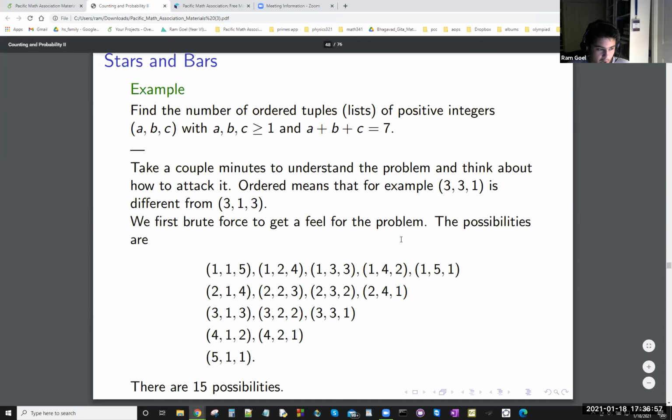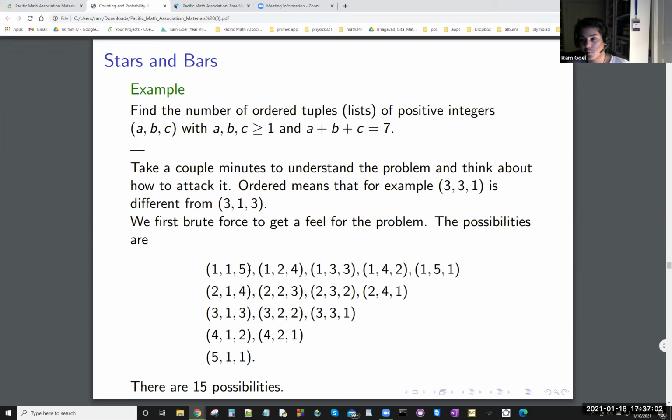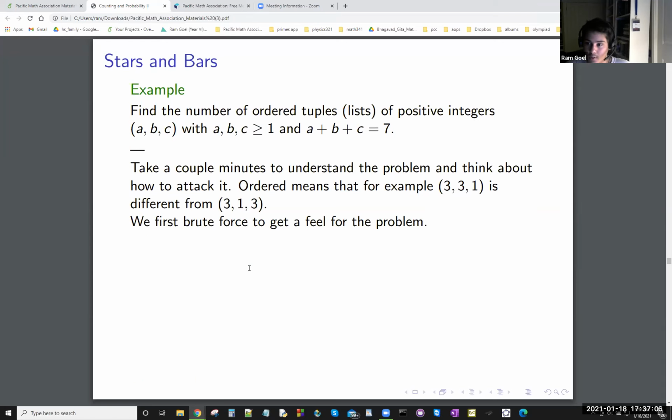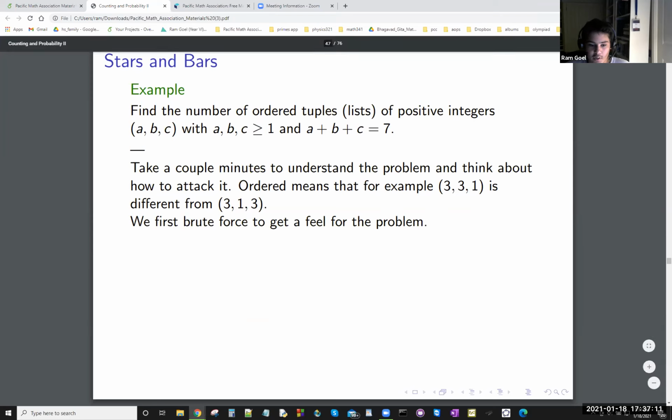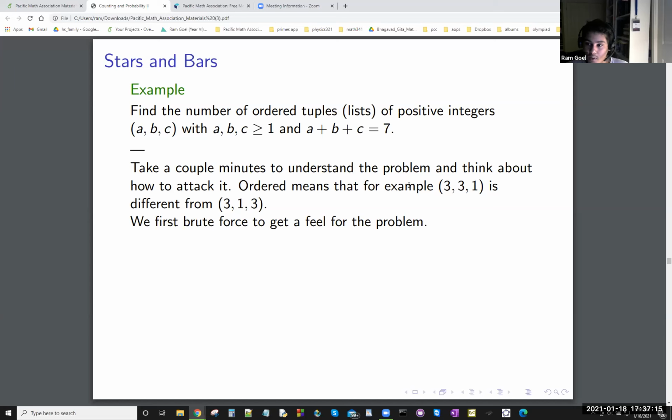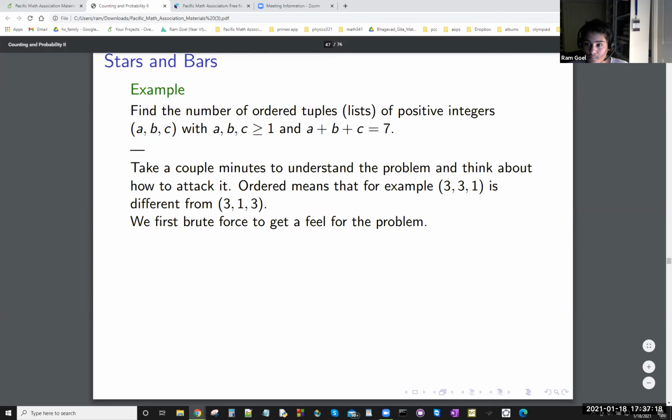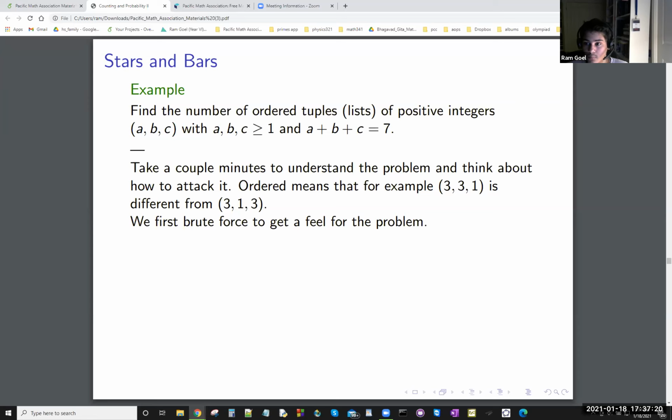So the possibilities are 1, 1, 5. So basically, the way we're going to attack this brute force is by casework. So actually, I'm not going to show it. You might have already seen a bit, but try and list out the possibilities, and can anybody figure out the number? Remember, they're positive integers, so we can't have any of them being 0.